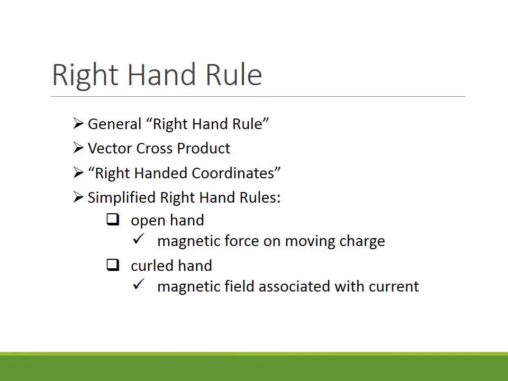The right-hand rule. The right-hand rule is a visual procedure that relates three perpendicular directions. We'll look at the general right-hand rule as it relates to vector cross products and right-handed coordinates. There are also two simplified right-hand rules, one involving an open hand and one a curled hand.